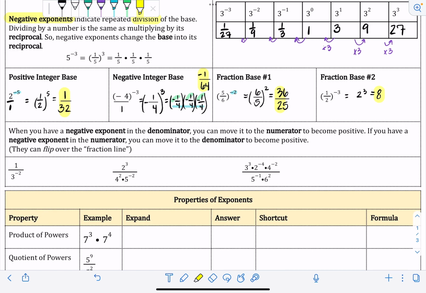So now we're getting into a couple more complex examples. So it says when you have a negative exponent in the denominator, you can move it to the numerator to become positive. So numerator and denominator are just different ways of describing the top or the bottom of a fraction. Just as a reminder, the numerator is the number on top and the denominator is the number on bottom.